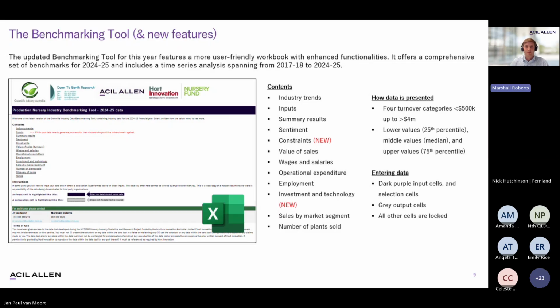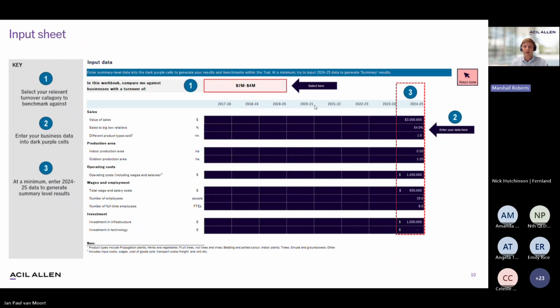If we jump forward into the input sheet on the next page. So this is the input sheet, and I'd just like to refer to a few areas on this page as indicated by the key on the left. Referring to item 1 on the page, you can change who you compare yourself to within the industry by sales or turnover size. As this shows, we're comparing ourselves against businesses with a turnover between $2 and $4 million.